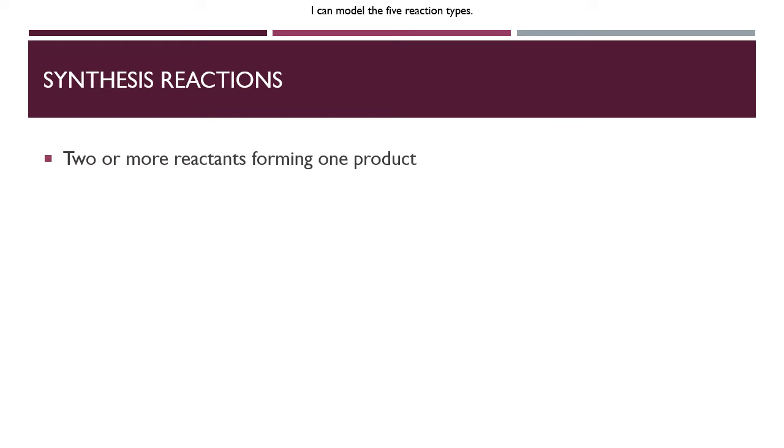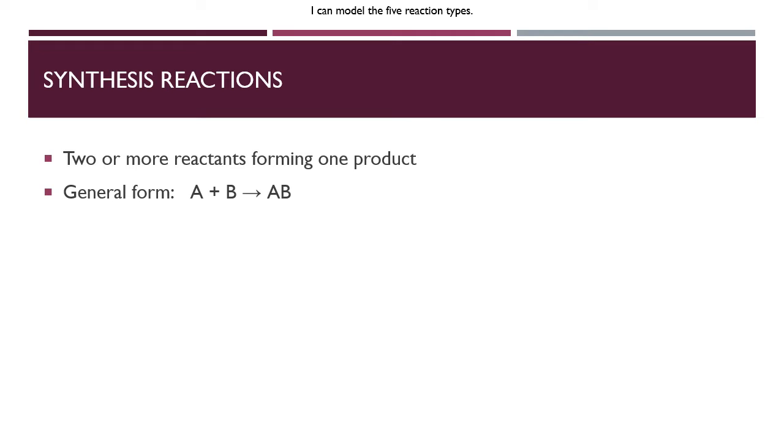Synthesis reactions are whenever we have 2 or more reactants forming just a single product. So the easiest way to identify synthesis reactions is to see that there is just a single product being formed. If you were to model this, and notice our learning goal here at the top, I can model the 5 reaction types. One way of modeling reactions is to simply write out a generic or general equation that shows what the equation for that reaction type would look like, regardless of what the actual reaction is.